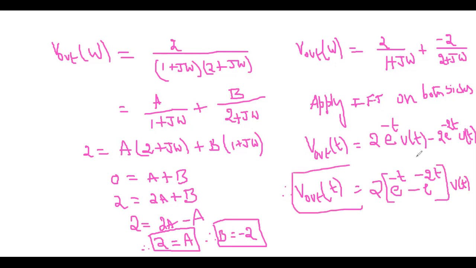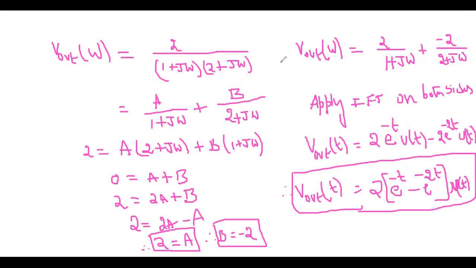Okay, my dear students. For the given network, for the current i of t is equal to e power minus t mu of t, the voltage V out of t is equal to 2 into e power minus t minus e power minus 2t into mu of t. Note, my dear students, that mu is a step function. Okay.